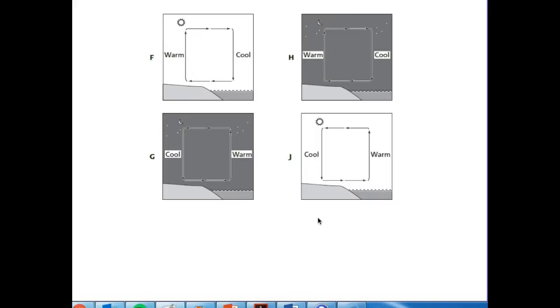Yes, J can't be right. This is a daytime picture. Would the water be warmer during the day than the land? No, the land heats up faster. The land is always going to be warmer during the day. So the correct one on this one is G.